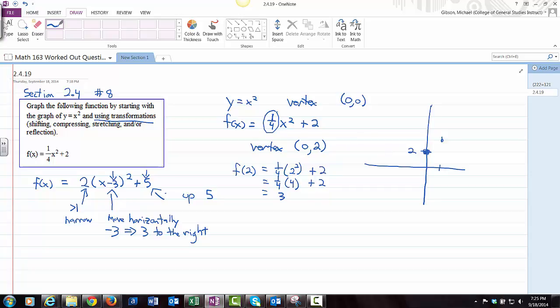And you know it's symmetric, right? So if this is the vertex, then you've also got to have one that's just 2 over here that's 3, and then you kind of get the graph. All right? So that's the way I would do that one, or one like it.